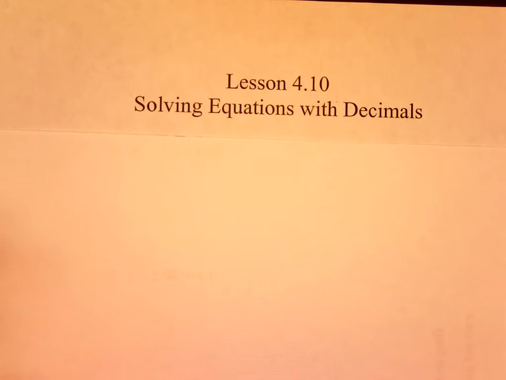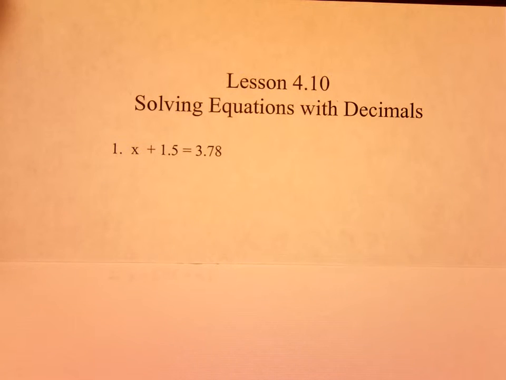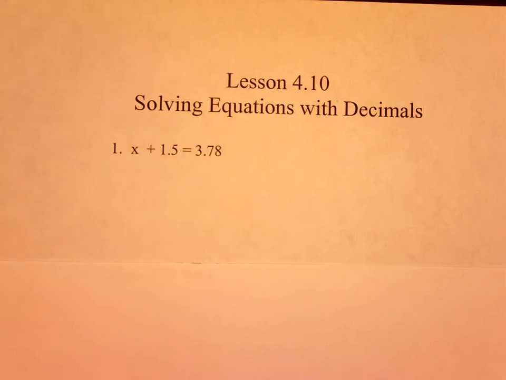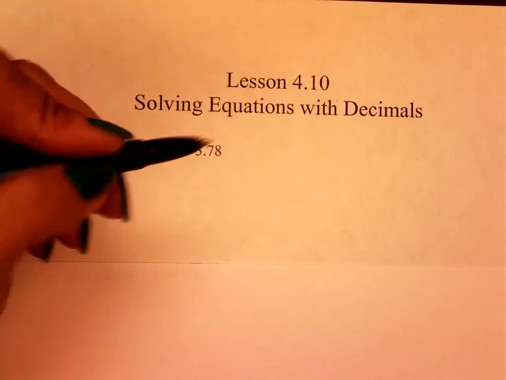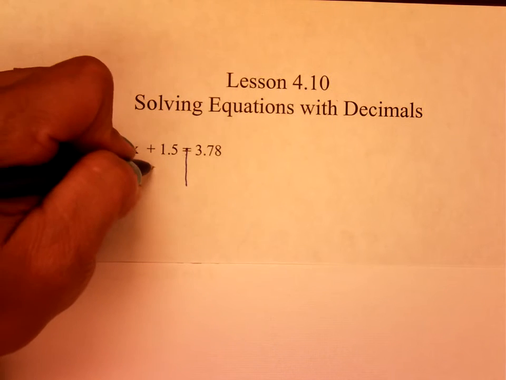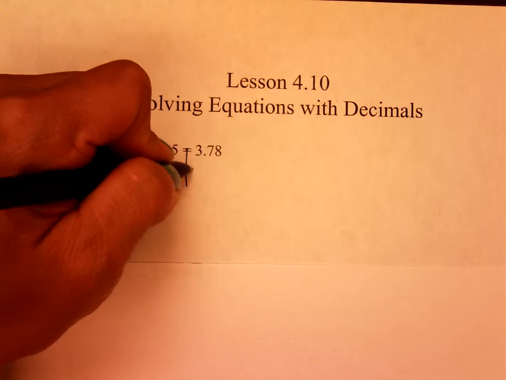Okay, so today's lesson is 4.10, solving equations with decimals. So this is your algebra. So you have x plus 1.5 is equal to 3.78. Remember, you make the line here. To get rid of positive 1.5, you have to subtract 1.5 on both sides.